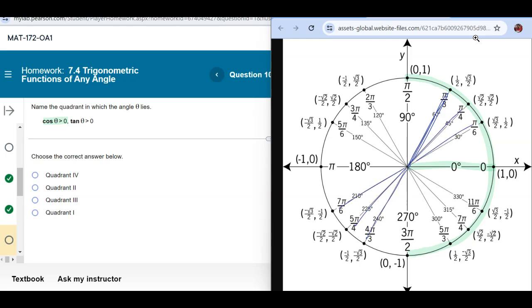So it's quadrant 1 and quadrant 3 where the slopes are positive. But quadrant 1 is the only one that has the green semicircle. So that means quadrant 1 is the region that we're in.